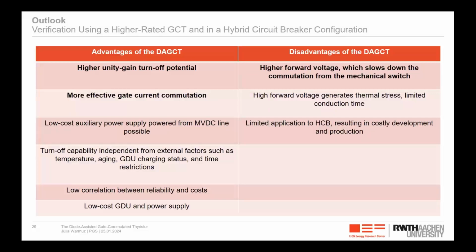Okay, so what still needs to be done? I talked a lot about these two advantages of the higher unity gain turn-off and the effective gate current commutation, but I could not test this higher than 1.3 kiloamps because I was limited to the wafer I had. So this should definitely be tested with a different wafer and a different prototype.